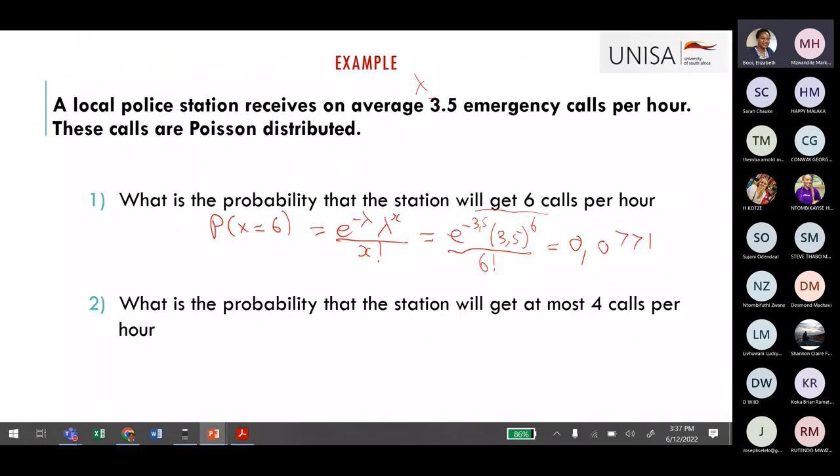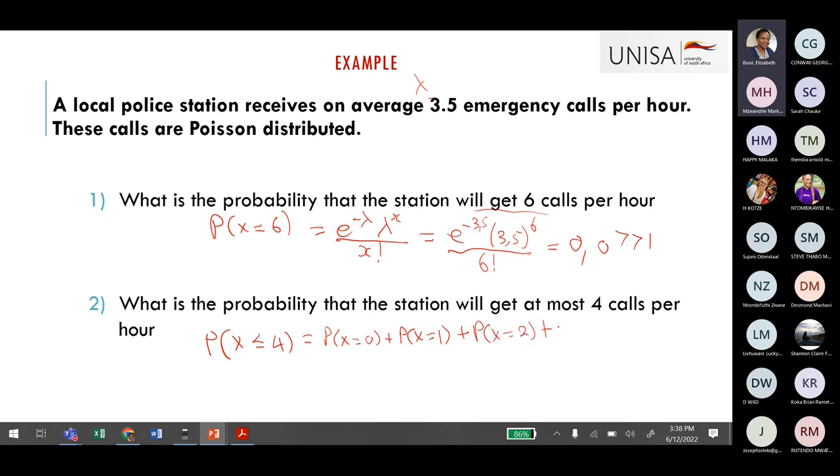Okay. What is the probability that the station will get at most 4 calls? What is at most? At most means less than or equal to. At most, it's less than or equal to 4 calls. Therefore, we need to find the probability that x is equal to 0, plus the probability that x is equal to 1, plus the probability that x is equal to 2, plus the probability that x is equal to 3, plus the probability that x is equal to 4.